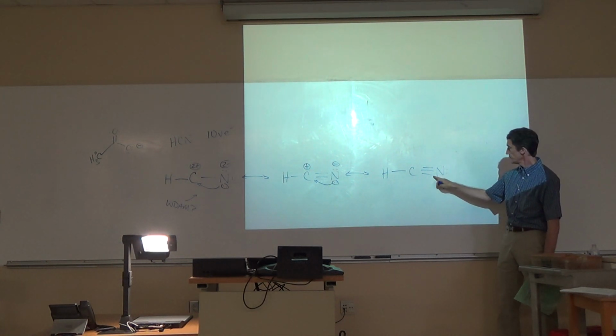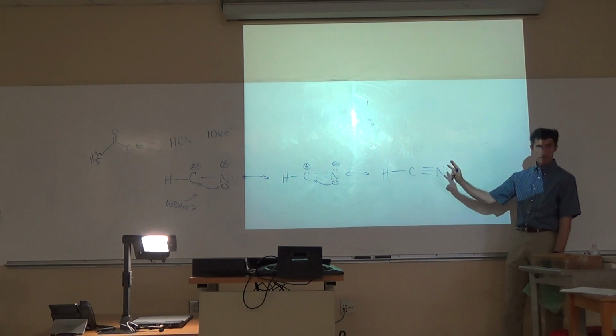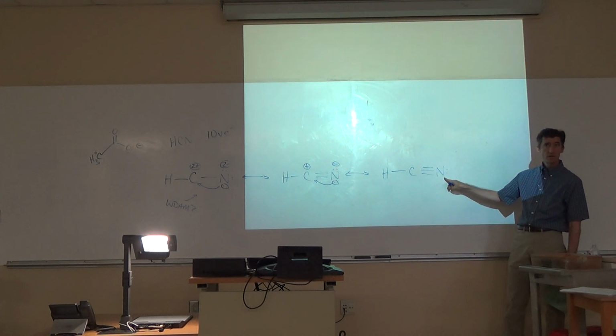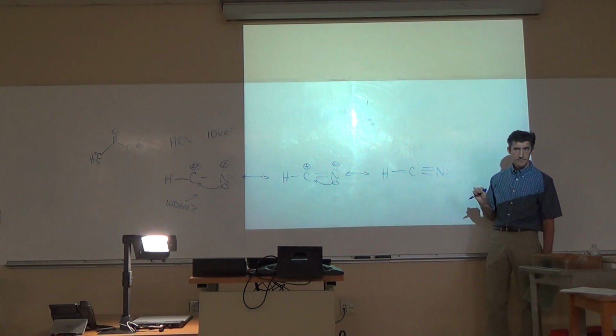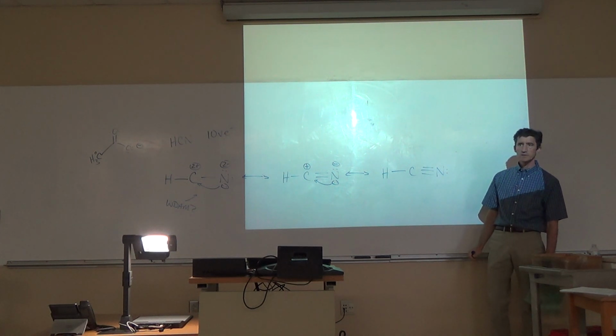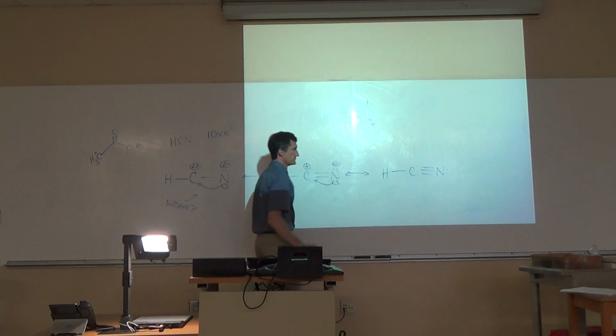Octet: 2, 4, 6, 8. Now we're good. Charge: neutral. It's a standard nitrogen now, 3 bonds, 1 lone pair. Standard carbon, 4 bonds. Here's your good structure. Everything has octets. Everything's actually also neutral. Okay?